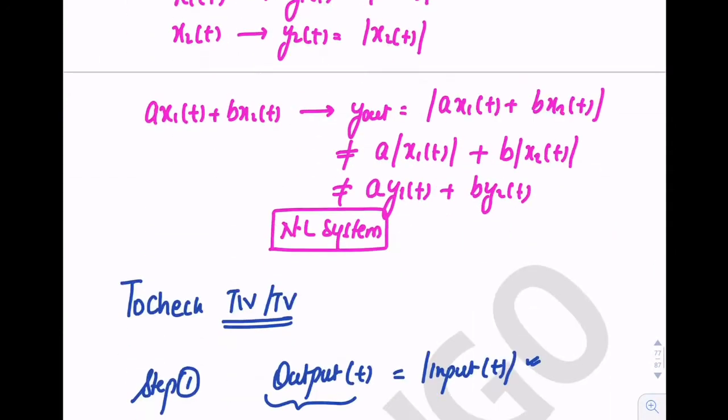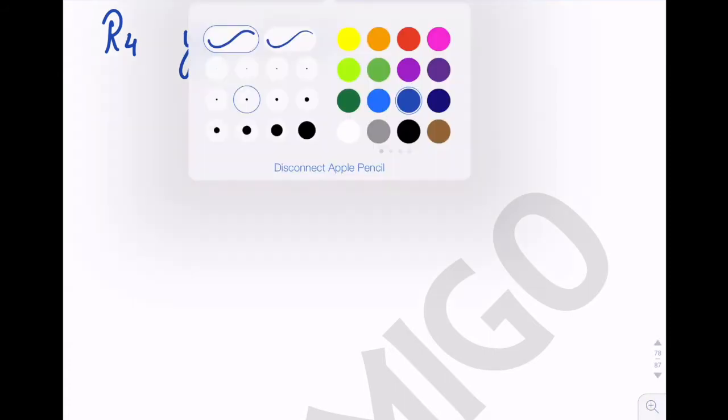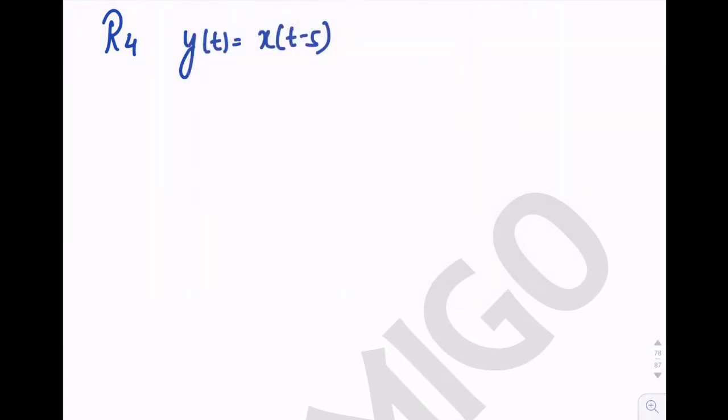Okay, now the last system, that is R4, y(t) is equal to x(t minus 5). So let's solve this. We can say that output y(t) is equal to input x(t minus 5). Okay, so this is the relationship.